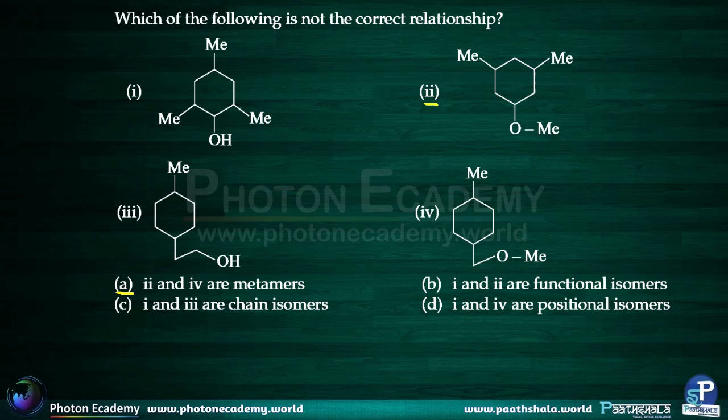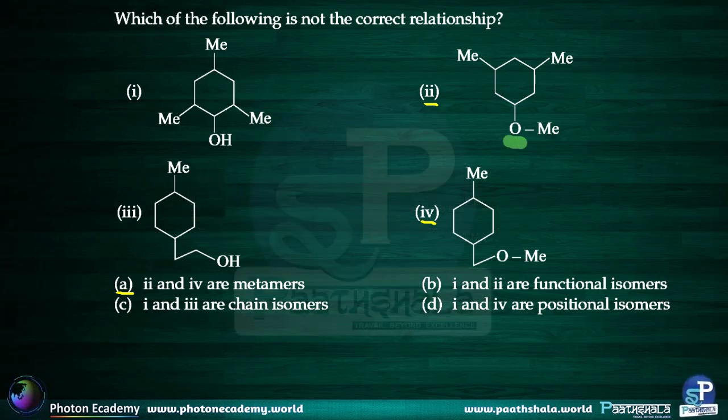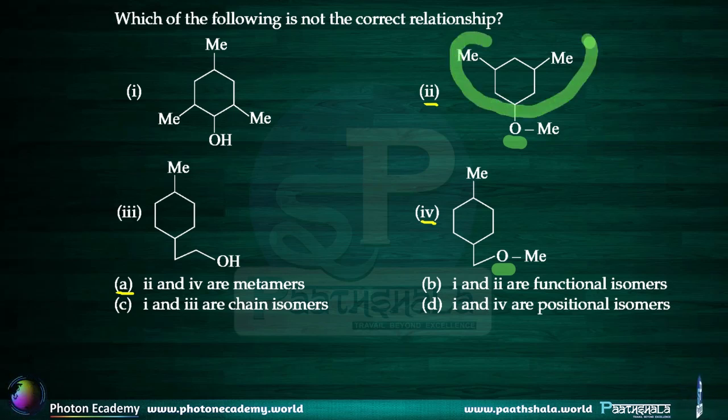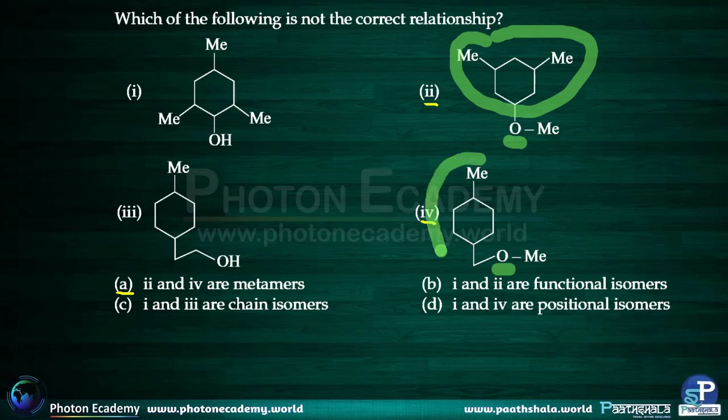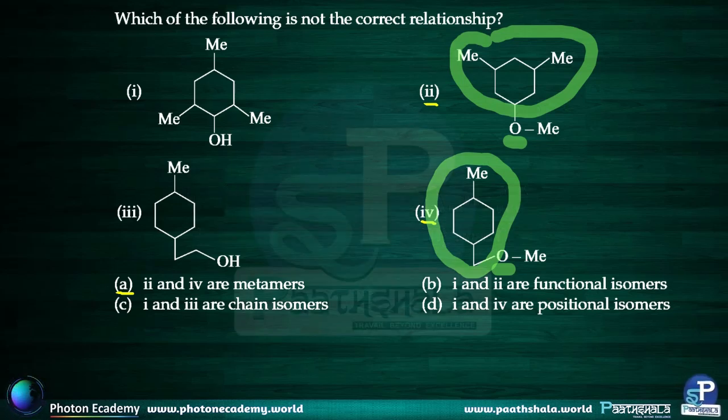Let me examine compounds 2 and 4. What I come to know by looking at the molecular structures is that both of these compounds are ethers, and both of these ethers have one methyl group each bonded to the oxygen atom. And when I look at the other alkyl group, what I understand is that the arrangement of the carbon atoms is going to change, although the molecular formula remains equal. Hence, we can say that compounds 2 and 4 are metamers.